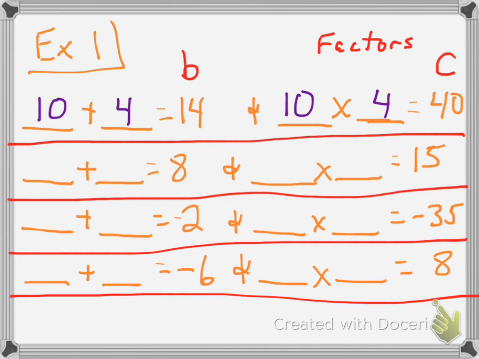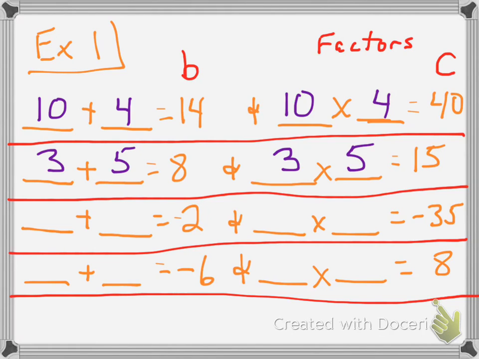The same thing. Two numbers that multiply to give me 15. And at the same time, they had to add to give me 8. Well, the first two factors that come up in my brain are 3 and 5. 3 times 5 is 15. Does this add up to give me 8? Absolutely.